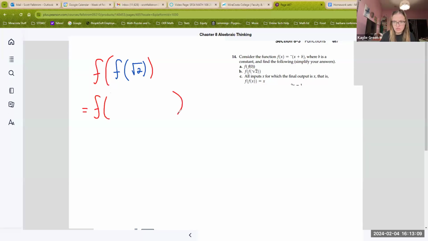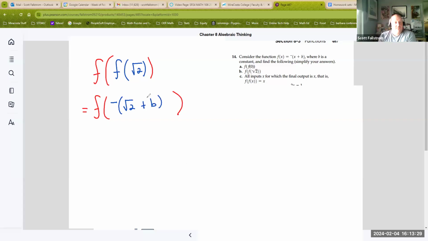That would be f of the square root of 2 equals the opposite of the square root of 2 plus b. Right? Because this piece right here gives me that. So all that we're doing now is we're going to take that as the next input. That's all it is. So now where you used to see X, you're going to put this whole thing inside.